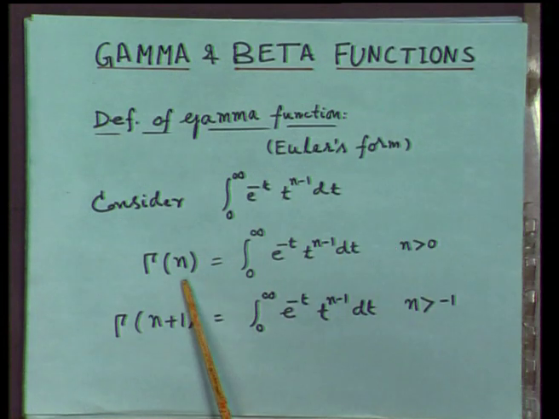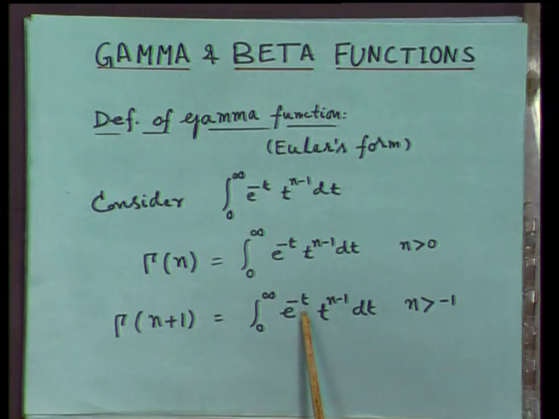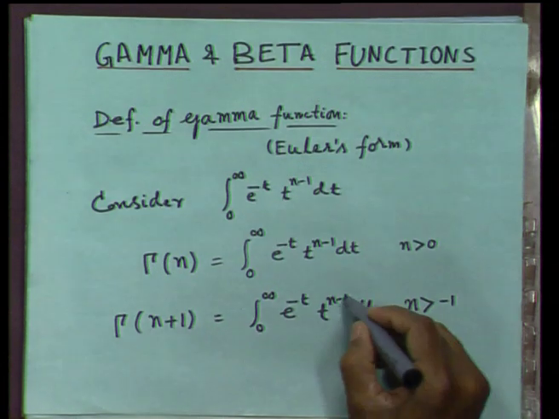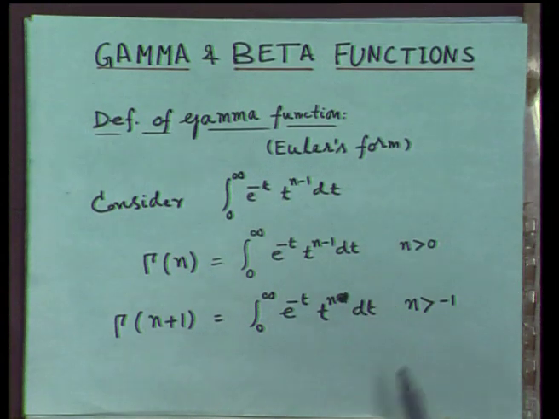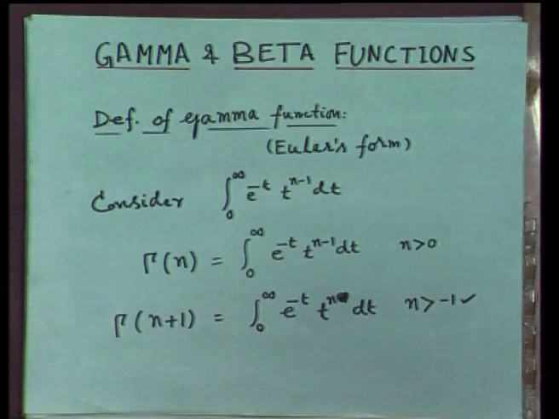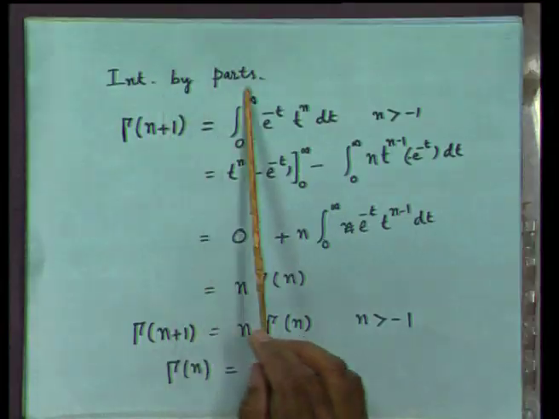Once you define gamma n, you can also define gamma n plus 1 as the integral 0 to infinity e power minus t into t to the power of n dt, for n greater than minus 1. Once you define gamma n plus 1, you can evaluate it by integration by parts.